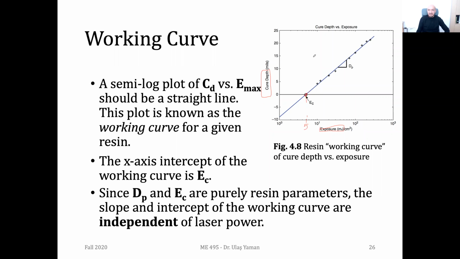And as you see, dP is the slope here. So we can say that dP, penetration depth, and critical exposure values are resin parameters, and they are independent of laser power. But once you know the laser power, by using this working curve, you can compute your curing depth, which, as I mentioned, is important for the layer thickness. Questions, guys? Okay.